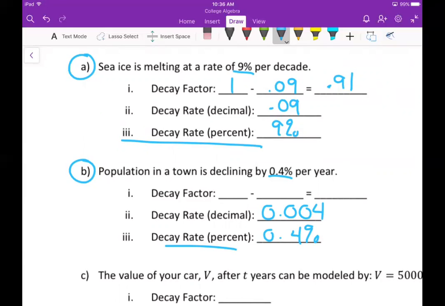We have the decay rate. We'll take 1 minus the decay rate to get to the decay factor. So my equation will be reporting that population every year. I get to keep 0.996 or 99.6% of that population, and that's the decay factor I would use in my function.